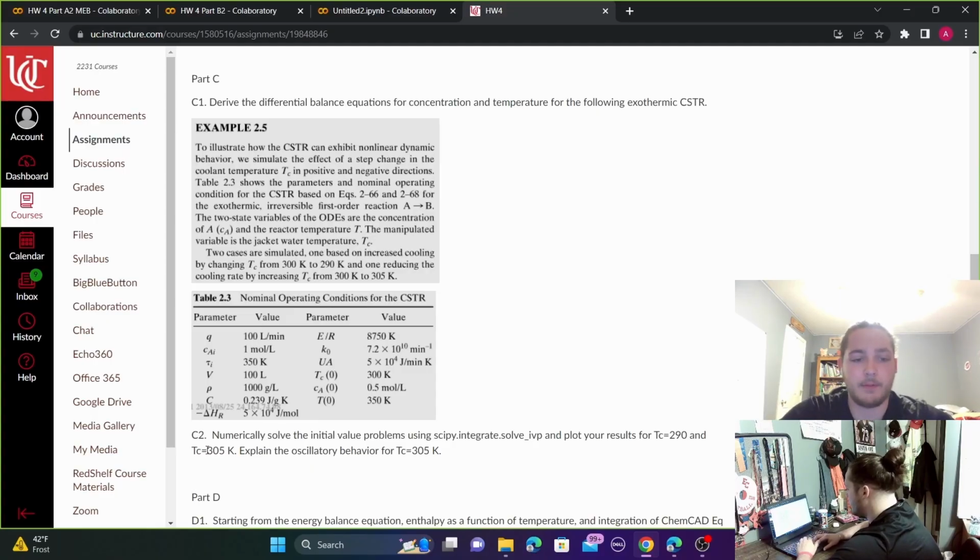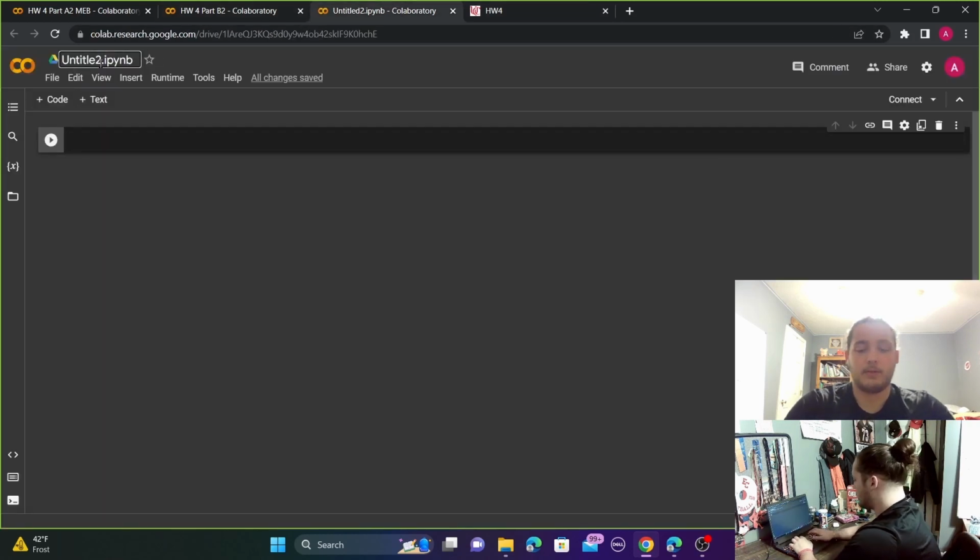Hi, this is homework 4, part C2, and we're going to be numerically solving the initial value problems using scipy.integrate solve_ivp, and we're going to be plotting the results for Tc equals 290 and Tc equals 305. And we will also be explaining the oscillatory behavior for 305 kelvins. So to start, we are going to go to Google Colaboratory. This is homework 4, part C2.